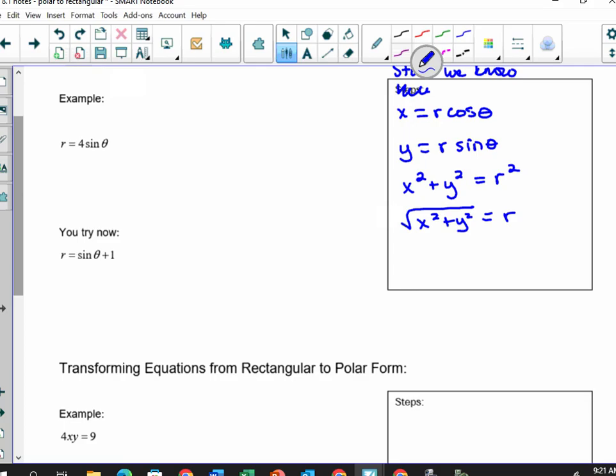Okay, so I'm going to walk you through the first one here. R equals 4 sine of theta. I could substitute for the r, but I can't substitute for just sine of theta. I need it to be r sine of theta so that I can substitute. So what I can do is multiply both sides of my equation by r. So I'm going to get r squared equals 4r sine of theta.